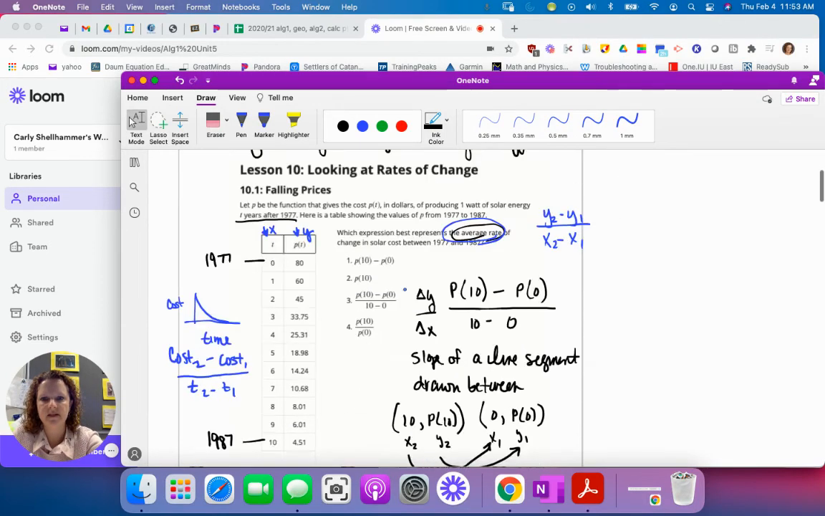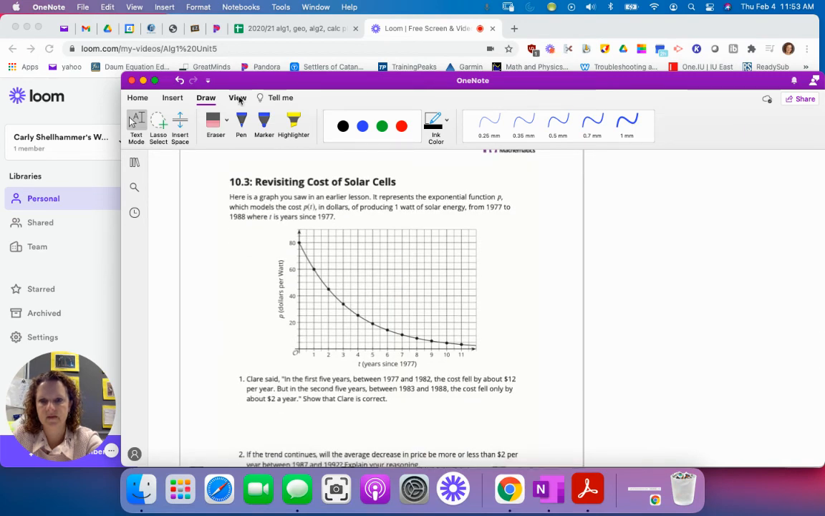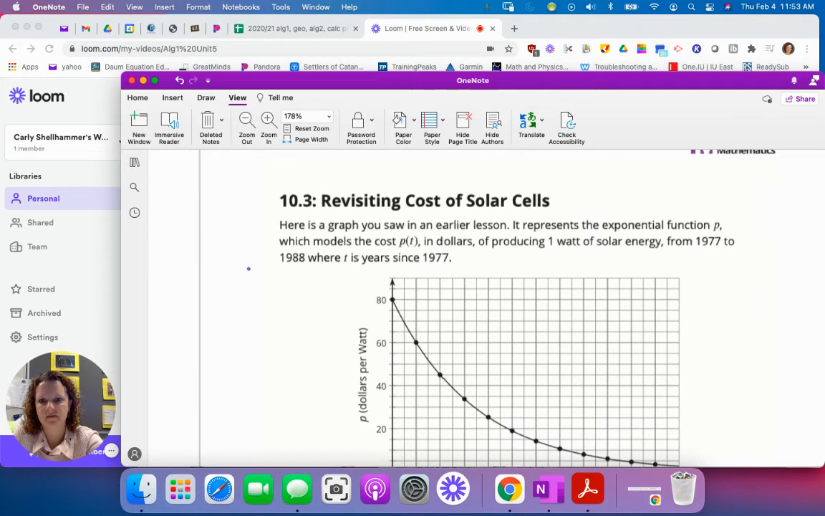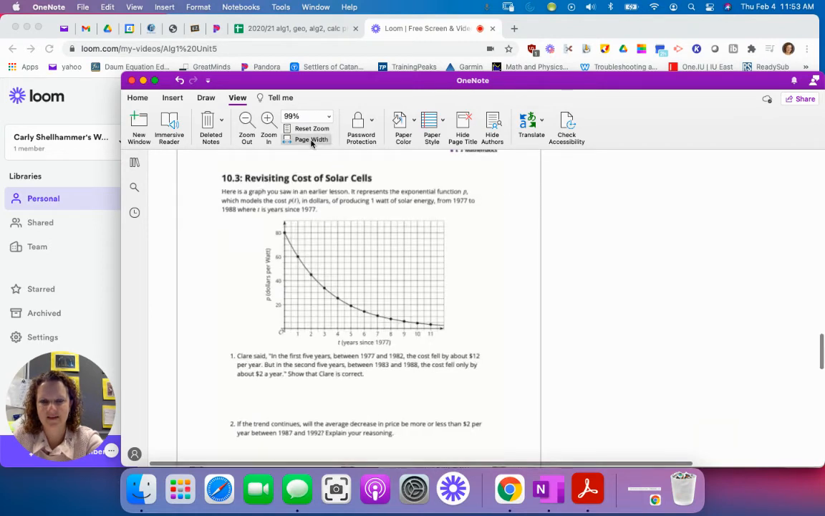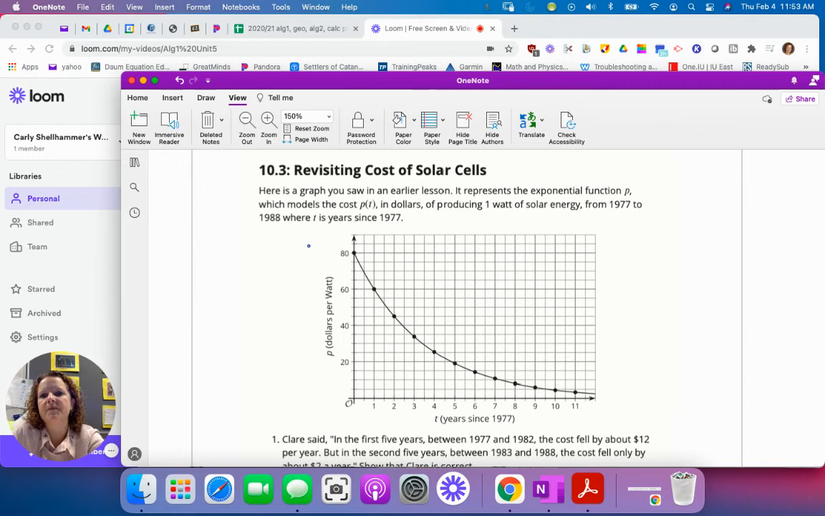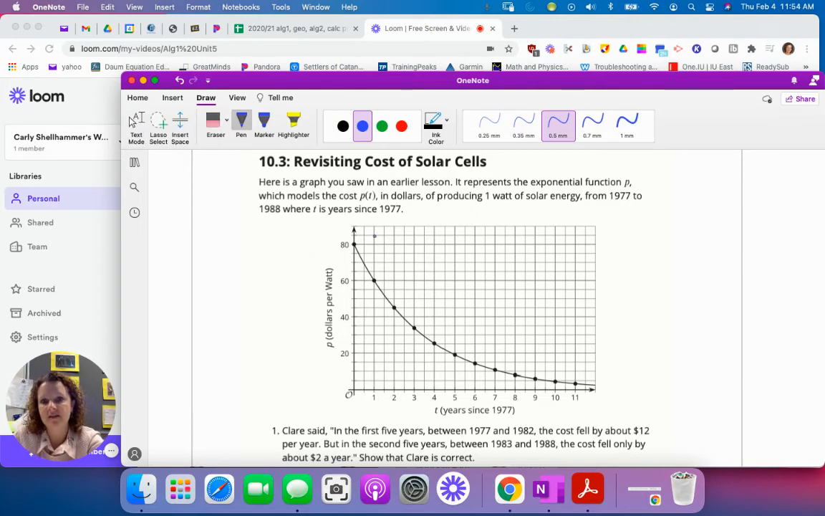So revisiting the cost of solar cells. See if I can make this bigger now. Oh, because I wrote on it. Hold on, page width. Oh, that'll work. So here is a graph you saw in an earlier lesson. It represents the exponential function P, which models the cost in dollars of producing 1 watt of solar energy from 77 to 88, where T is years since 77. So 77 is year 0.